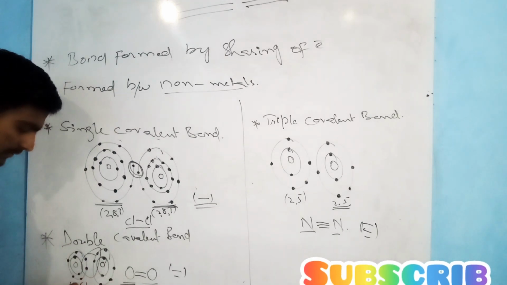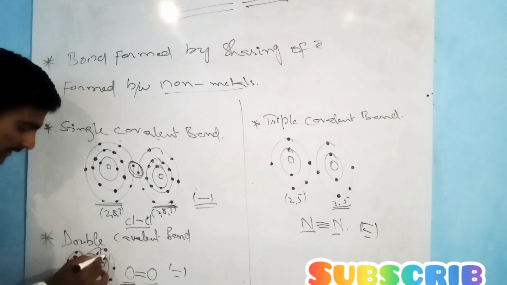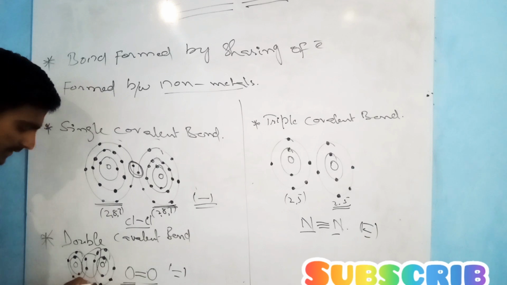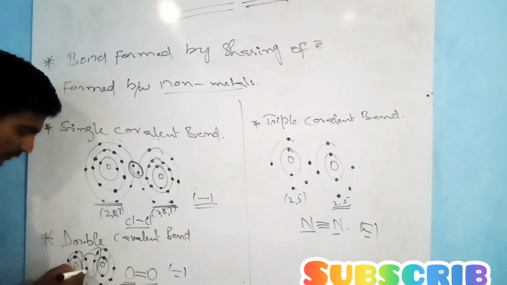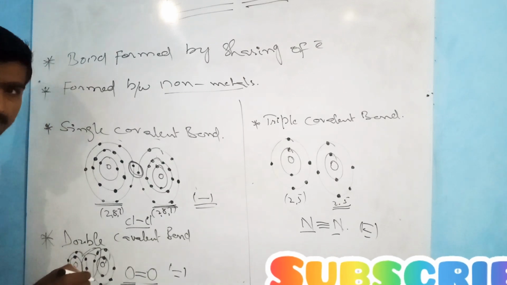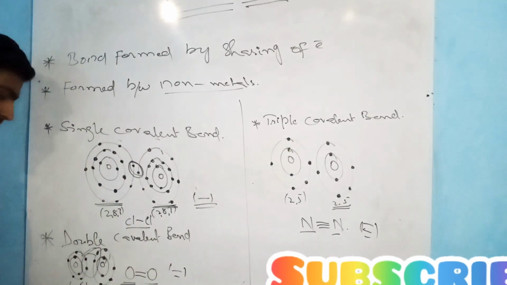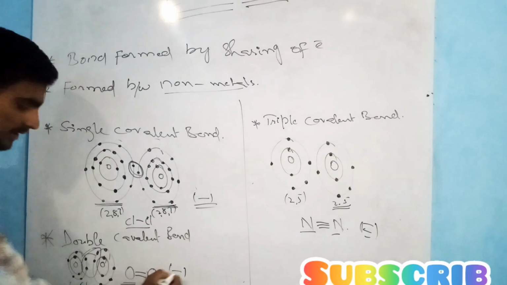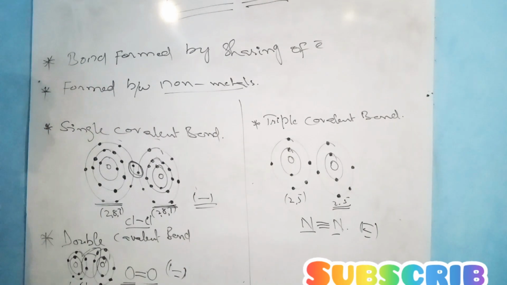Here the oxygen is also the same, 2 electrons here, and after that 6 electrons are present in its valence shell. So it needs only 2 electrons. They will share two pairs of electrons to complete their octet. So here are the oxygens, and it is shown by 2 lines.